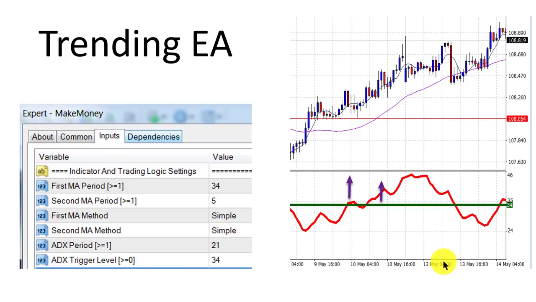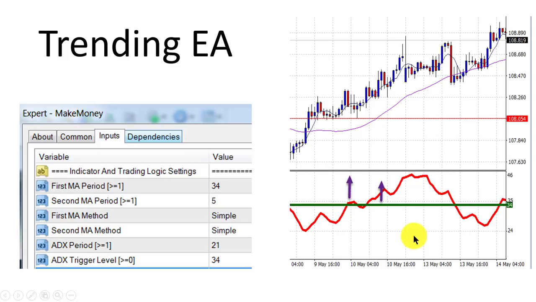Now there are other settings you can use to refine this. For instance, we've got time of day settings where it will only maybe trade the US market or the UK market, or the UK and the US market, or that kind of thing, or it will trade the whole day depending on how you set it. But those are the main settings of this particular EA.